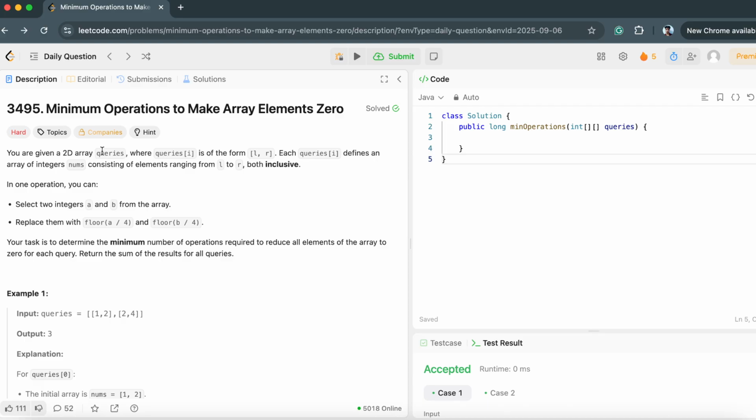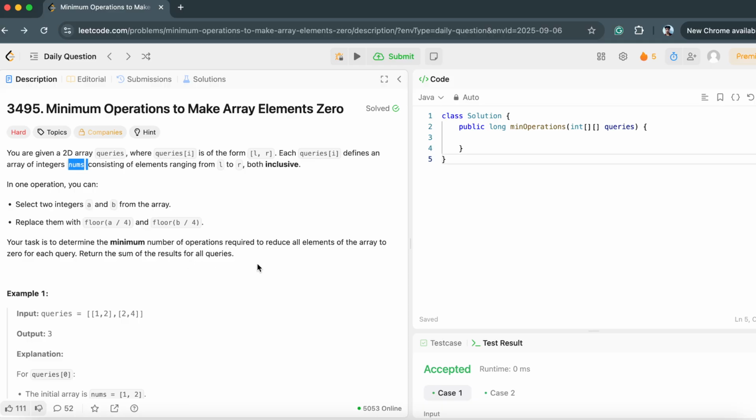You are given a 2D array queries where queries of i is in the form of L to R. Each queries of i defines an array of integer nums consisting of elements ranging from L to R, and both are inclusive. In one operation you can select two integers a and b from the array, whatever the nums array that we have, and then we have to replace them with floor of a divided by 4 and floor of b divided by 4. Your task is to determine the minimum number of operations required to reduce all the elements of the array to 0 for each query. Return the sum of results of all the queries.